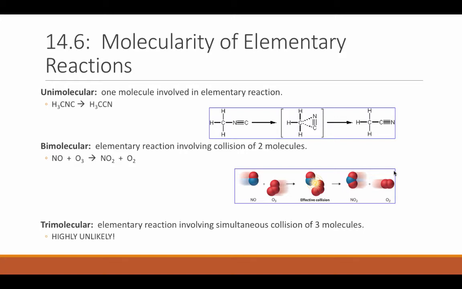Obviously, the chances of this happening are very, very small, since three molecules have to collide at exactly the same time with exactly the right orientation and enough energy to produce a reaction. So this is pretty unlikely, but it is possible.